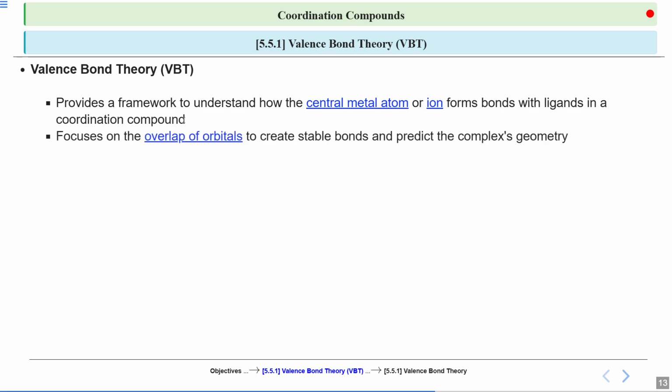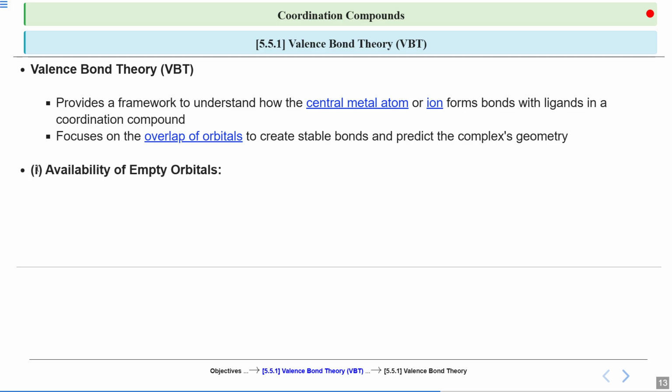It focuses on the overlap of orbitals to create a stable bond and predict the complex's geometry. So valence bond theory is mainly focused on orbital overlapping, of the different orbitals s, p, d, f. If overlapping of those orbitals is possible, then this theory describes it. This theory focuses on the overlapping of the orbitals to create the stable bond between the central metal atom and the ligands, and to predict the complex geometry.